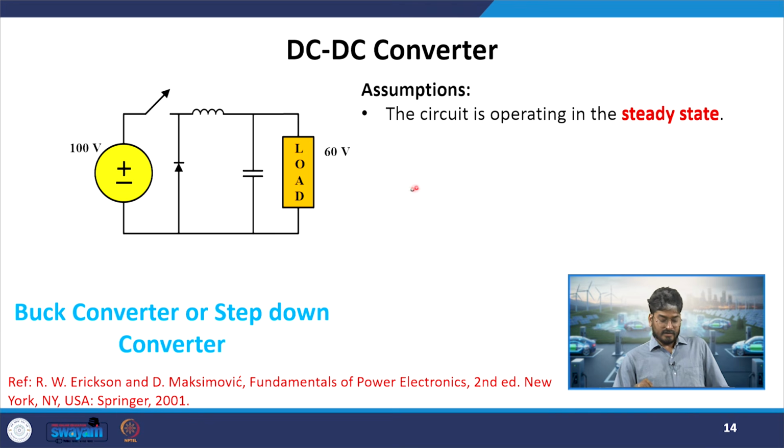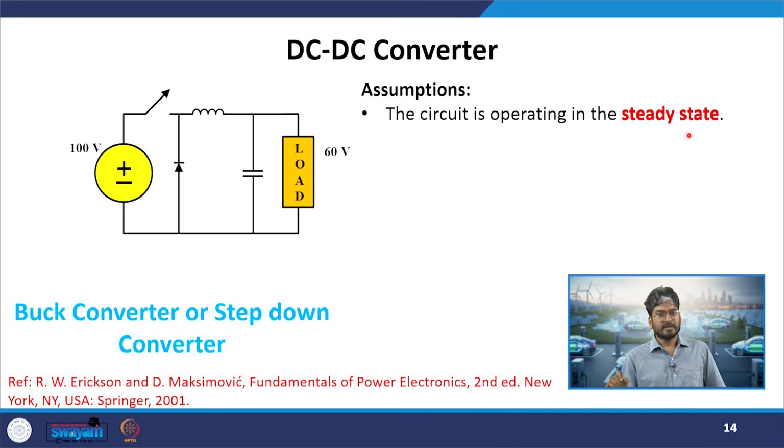Now, let us discuss the operation or try to find out what is the relation between the input and output voltage for this buck converter. Okay. So, before going into the analysis, we will take some assumptions. What will be those assumptions? First is the circuit is operated in the steady state.